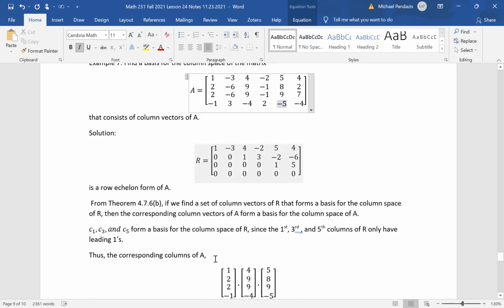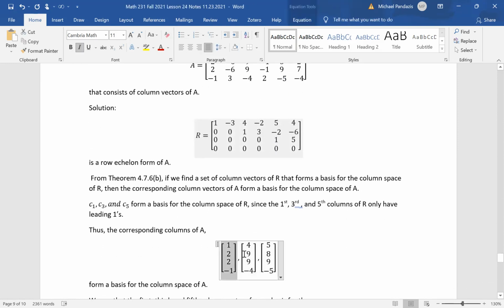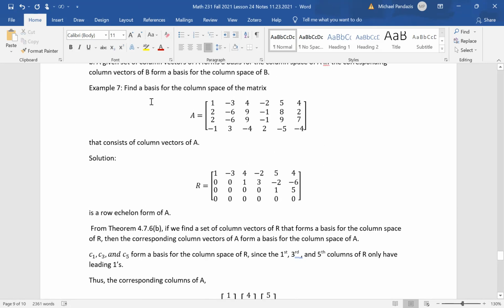And so thus, the corresponding columns of A, what I just said, the first, third, and fifth columns of A form a basis for the column space of A. Because we got a collection of columns of R that form a basis for the column space of R, and A and R are row equivalent because R is the row echelon form of A. R is a matrix we got from A using only elementary row operations.